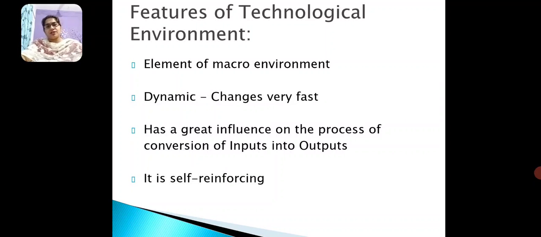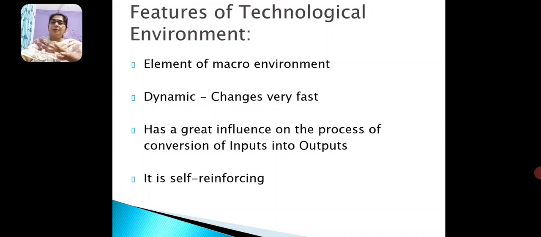So what are the features of the technological environment? First and foremost, it is an element of the macro environment. Any new technology that comes is part of the macro environment. Unless you yourself are innovating something new in your organization through your own research and development, and just using it inside your business, not letting it out, then that is your own micro part. But generally the technology which is available is part of the macro environment.